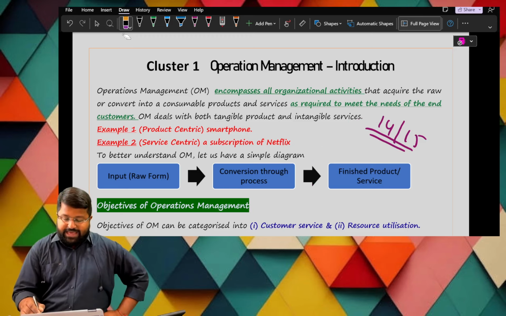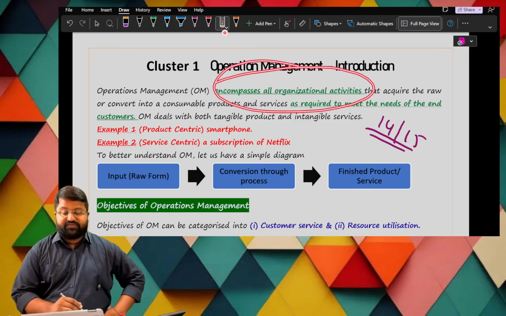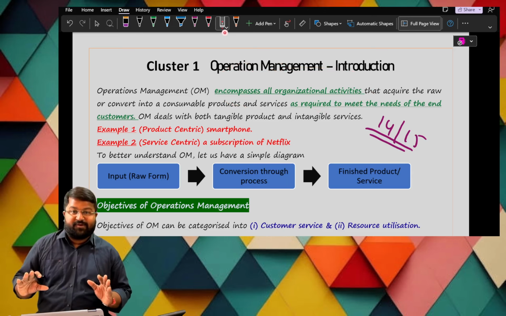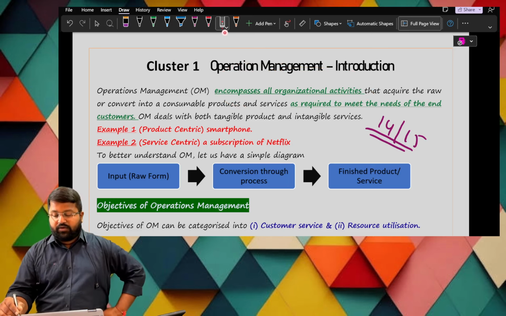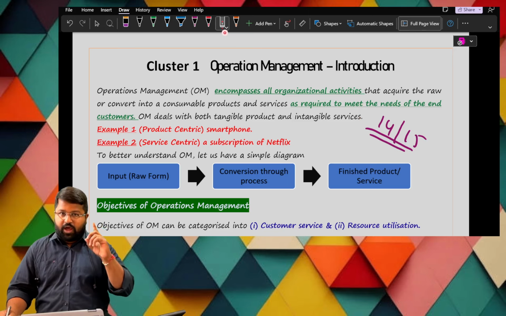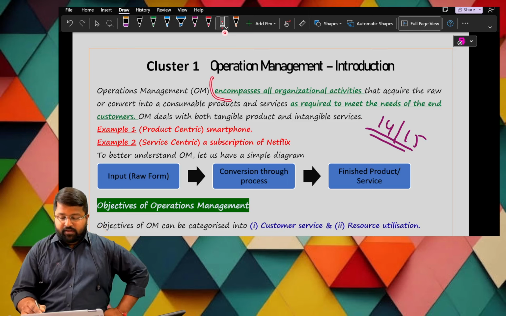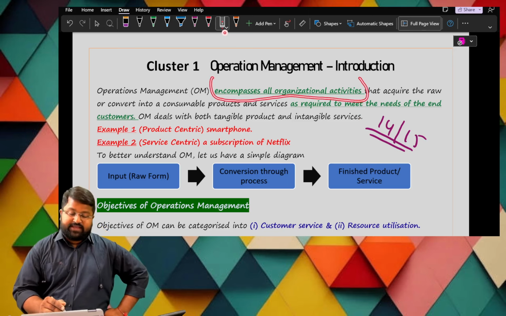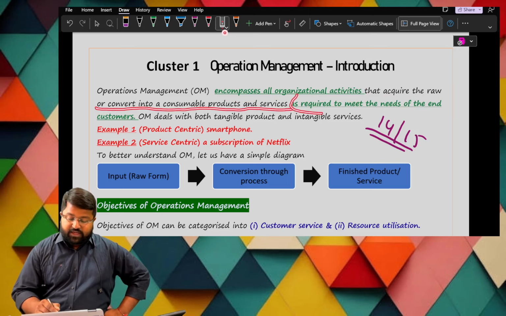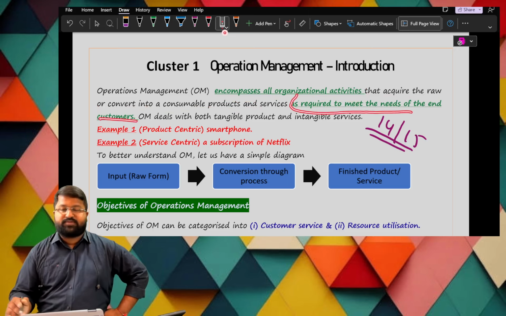So the definition encompasses all activities. The definition should be as it is. If you change the definition, marks will be reduced. So the first thing is that you need to repeat the definition multiple times. When I am telling it aloud, you also read aloud with me. Operations management encompasses all organization activities that acquire the raw material and convert it into consumer products and services as required to meet the needs of the consumers.